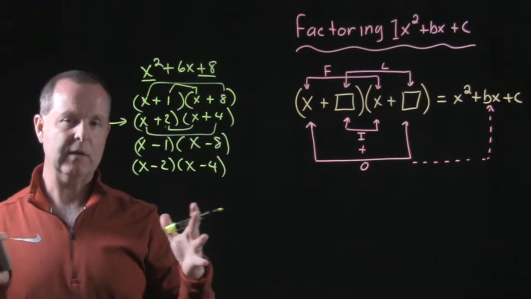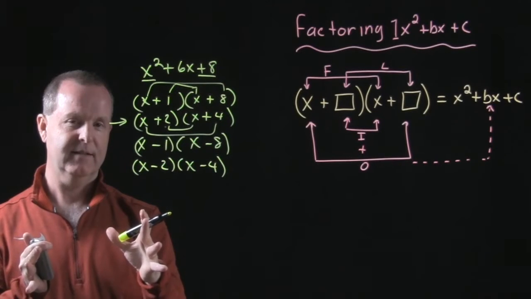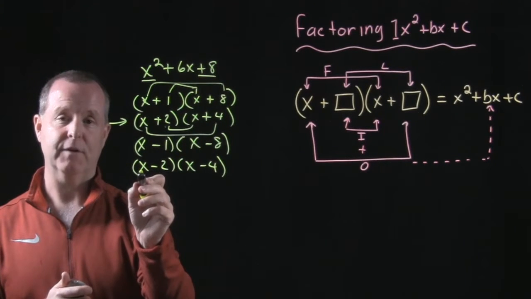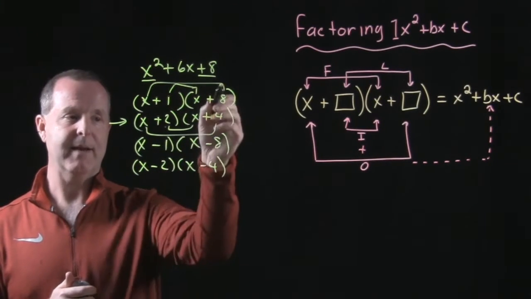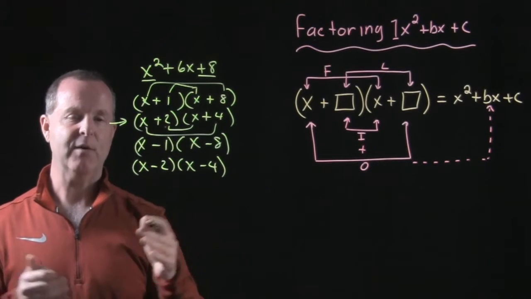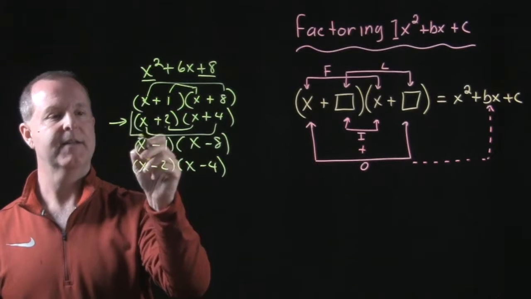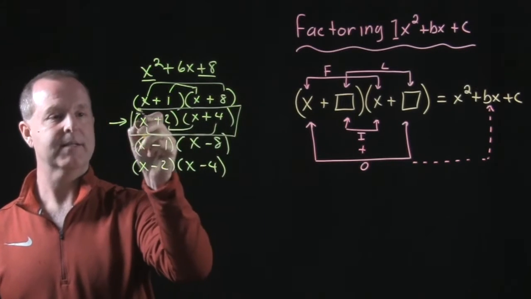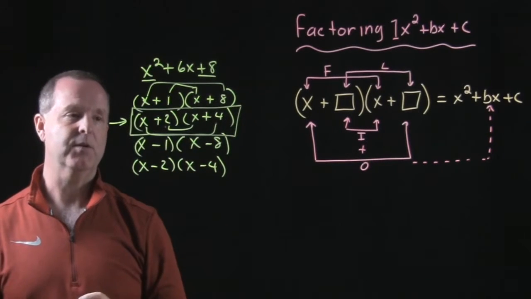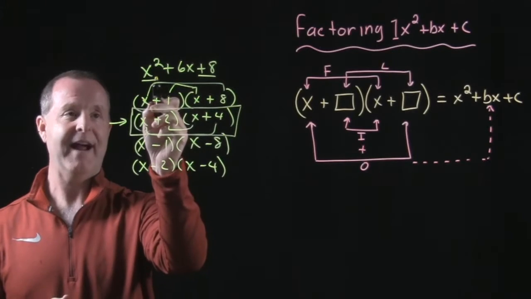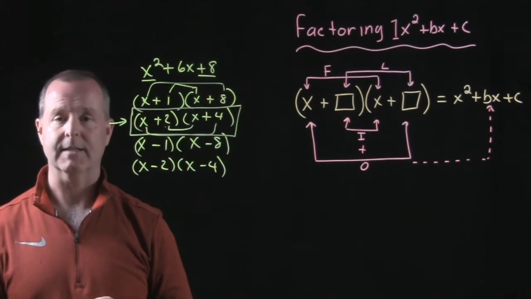We narrow the list down a little bit, figure out what are all the ones that make the first terms happen, what are all the ones that make the last term happen, and then we go in for the kill. What are the ones that make the inner term happen? In this case, out of my 4 possibilities, it's only x plus 2 times x plus 4 that are the factors of x squared plus 6x plus 8.